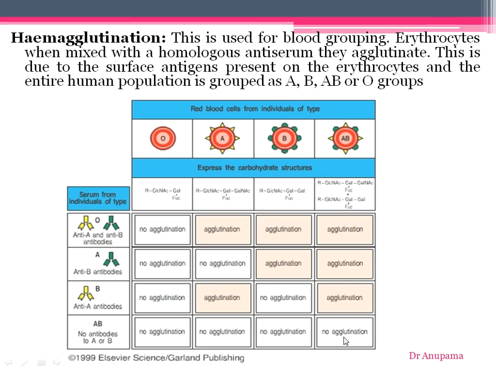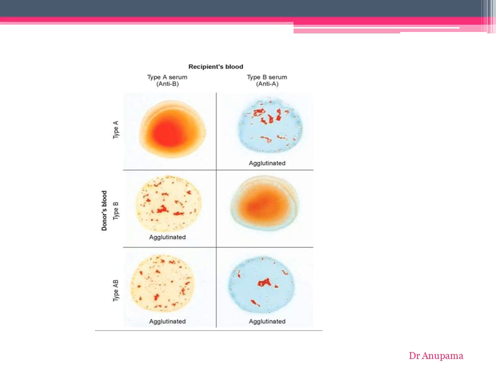So here you see that since there are no antibodies in this, there is no agglutination. So A blood group is given to AB blood group person. AB blood group is given to AB blood group person. So these are the principles which are used for determination of blood groups of the individual.